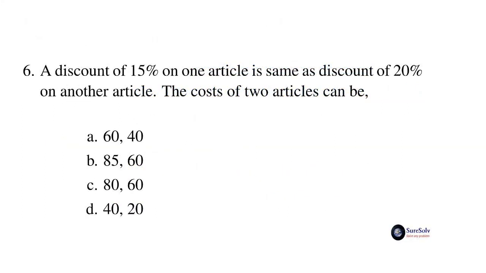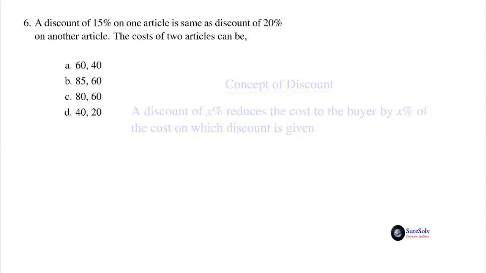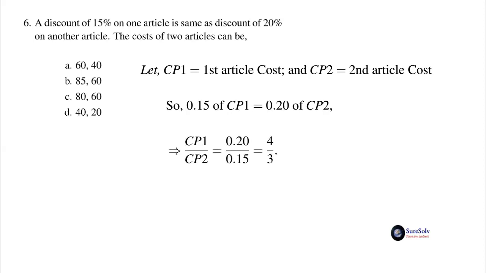Next question. A discount of 15% on one article is same as the discount of 20% on a second article. You have to find the possible costs of the articles. Concept of discount: a discount of X% reduces the cost to the buyer by X% of the cost on which the discount is given. Let cost of first article be CP1 and cost of second article be CP2. By the two equal given discounts then, 0.15 CP1 equals 0.2 CP2. Ratio of the cost would be 4/3.